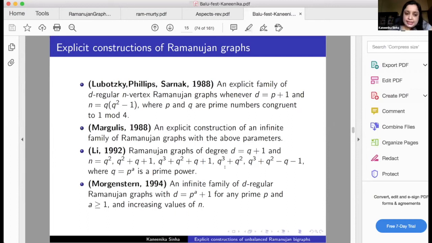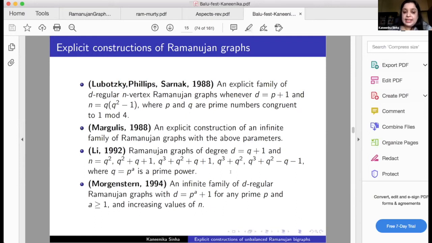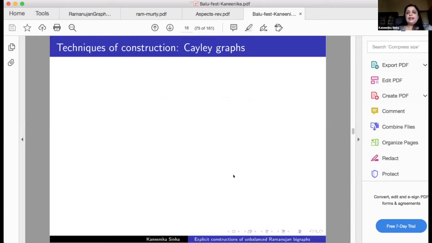Then there's another example by Morgenstern in 1994, where he constructed an infinite family of d-regular Ramanujan graphs with d equal to p to the a plus 1, for any prime p and any a greater than or equal to 1. Now, there are some other constructions of Ramanujan graphs as well, but I'm just going to discuss these four, because essentially they can be interpreted as Cayley graphs.